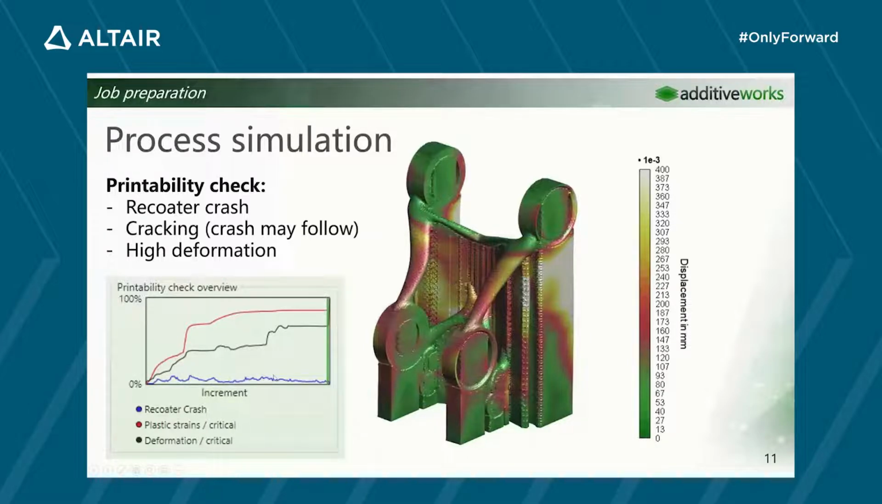In this case, all is good. Deformation is not that interesting because we're using pre-deformation afterwards. Plastic strain is okay, and we created supports using optimization. So the critical criterion for plastic strain is already in there, and recoater crashes are in this case not likely.